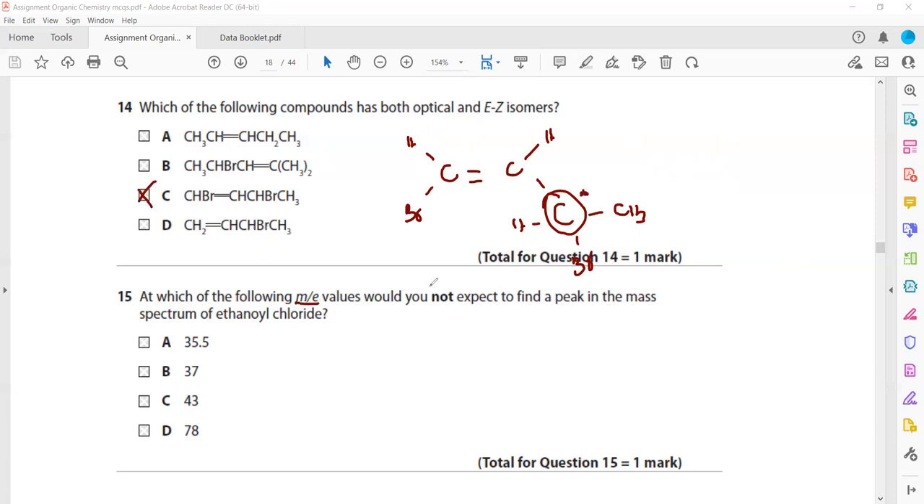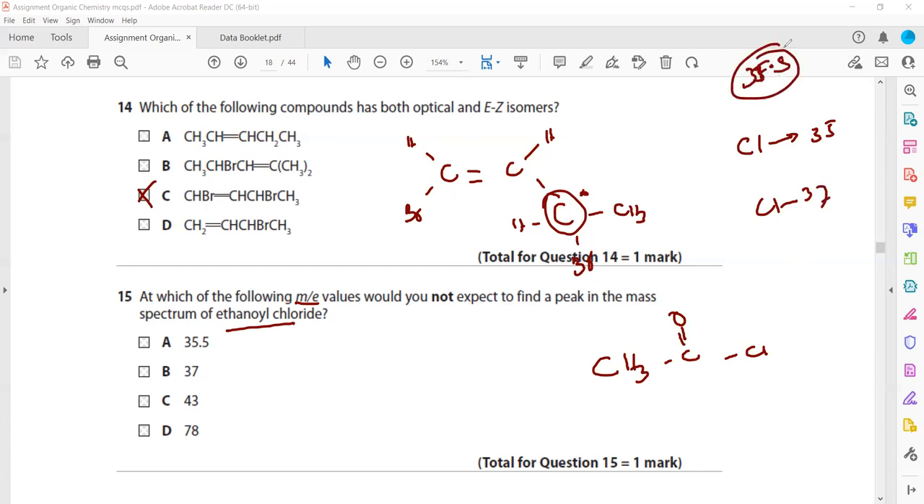Which of the following mass-to-charge values would not be expected in the mass spectrum of ethanoyl chloride? So ethanoyl chloride, you have CH3, C double bonded with O, and Cl. This is a straightforward question because chlorine is either 35 or 37. The average mass of the two isotopes is 35.5, but you don't have a chlorine atom with a mass of 35.5. It can be other numbers, but it can never be 35.5.